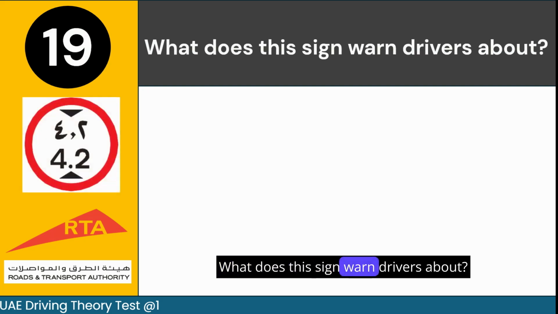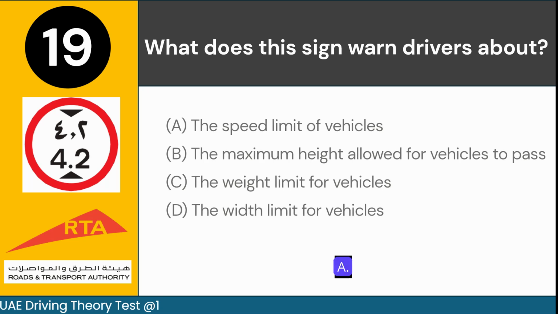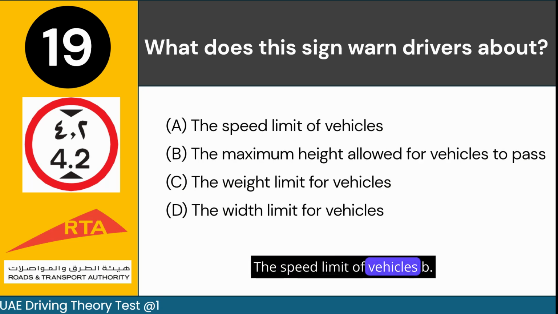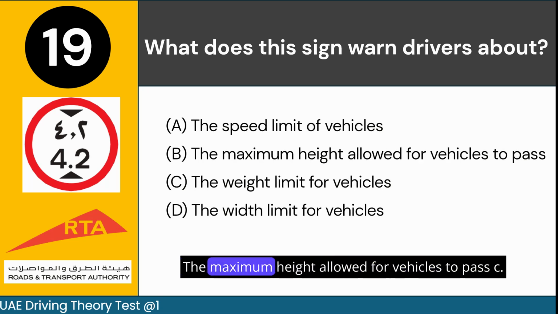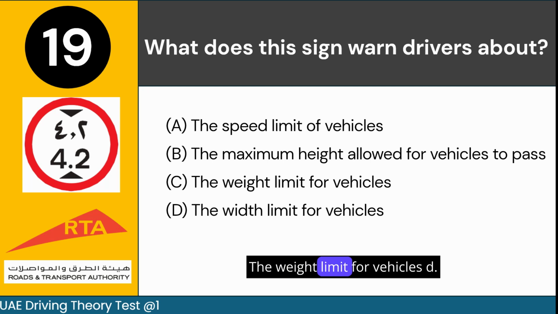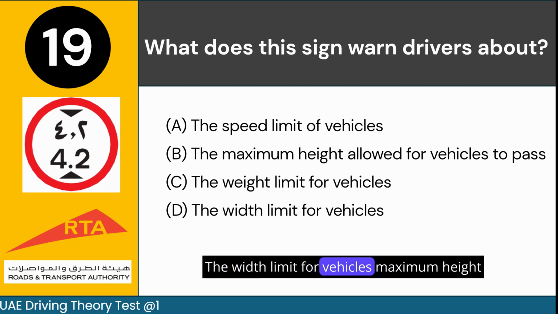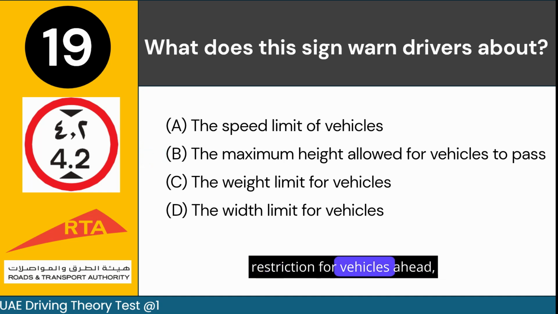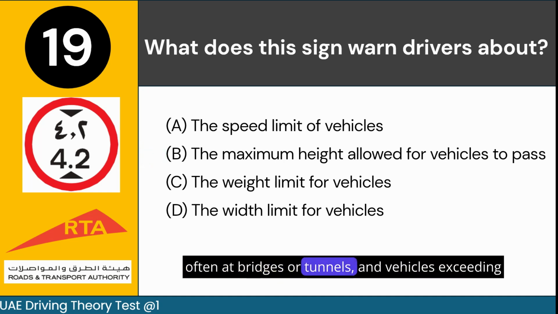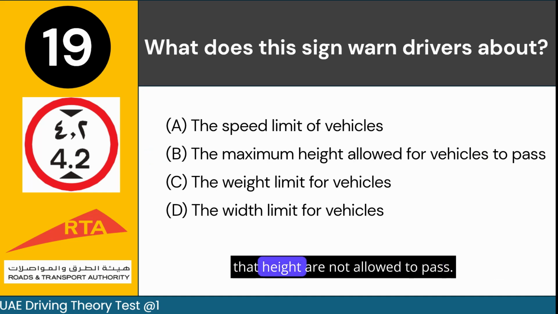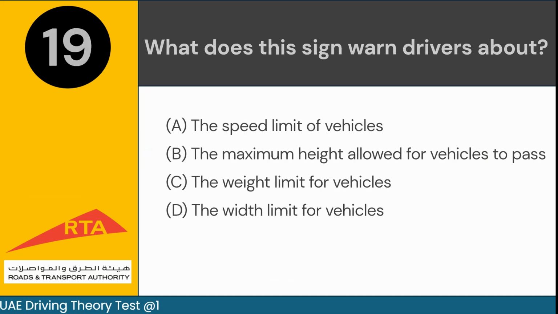What does this sign warn drivers about? A. The speed limit of vehicles. B. The maximum height allowed for vehicles to pass. C. The weight limit for vehicles. D. The width limit for vehicles. Answer: B. Maximum height sign warns drivers that there is a height restriction for vehicles ahead, often at bridges or tunnels, and vehicles exceeding that height are not allowed to pass.